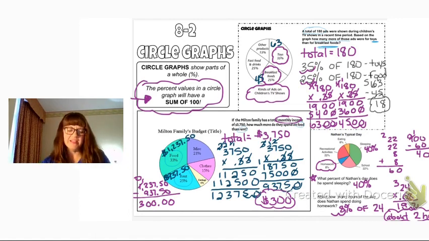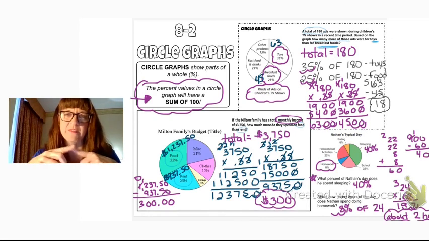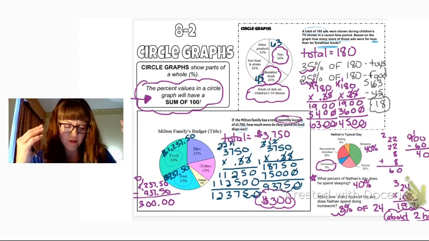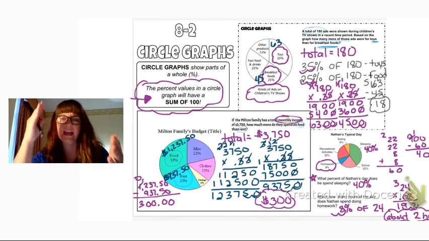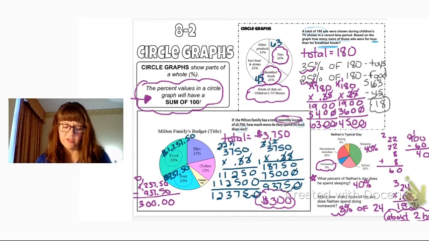Okay, so that is it for Unit 8, Lesson 2. So it's kind of a recap. We used bar graphs in the previous lesson to compare categories. We're using circle graphs in this lesson to see how each part makes up the whole so that we can easily compare each of those parts. And with circle graphs, we use percents, and those percents within the circle graph should add up to 100.